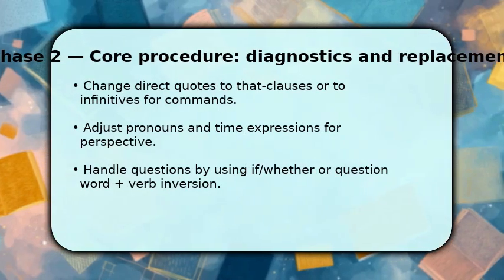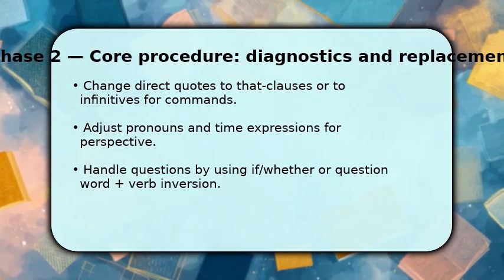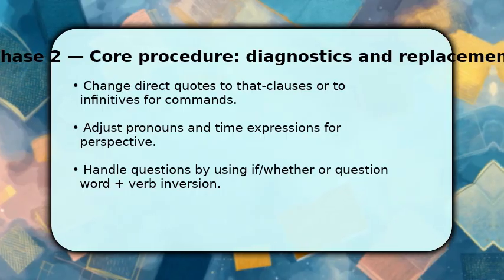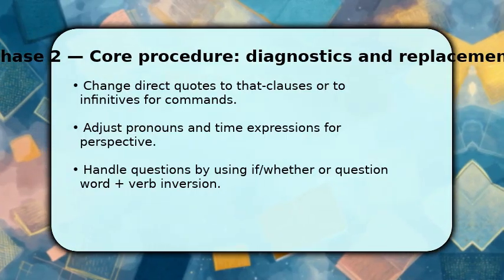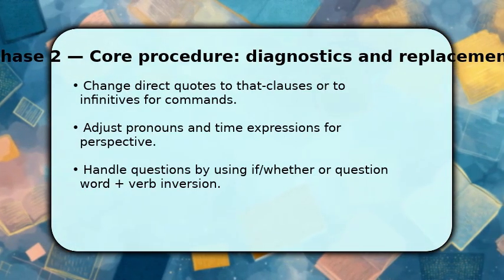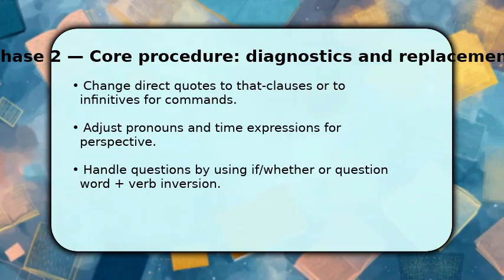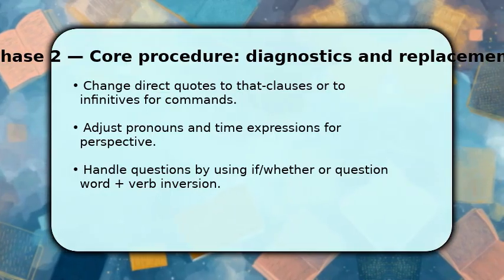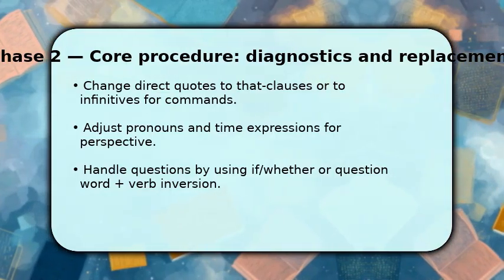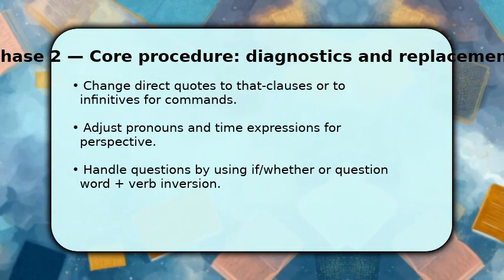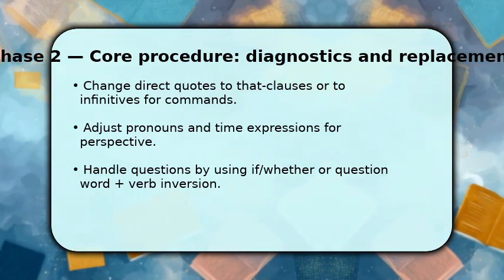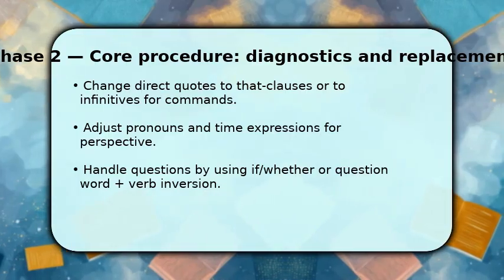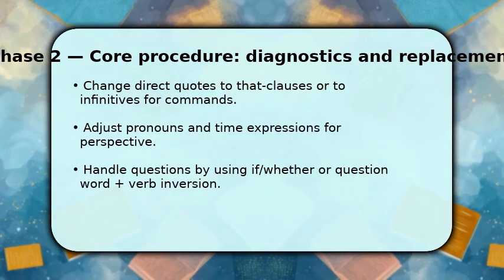You now transform the clause structure while preserving meaning. Do the how and why as you go. Convert a direct quote into a that clause for statements or into to infinitive forms for commands so the sentence reads smoothly. Make sure to update pronouns and time words. This keeps perspective correct. For questions, use if or whether for yes/no, and maintain the question word for WH forms. Then change word order to normal declarative sequencing, so the grammar fits reported speech.